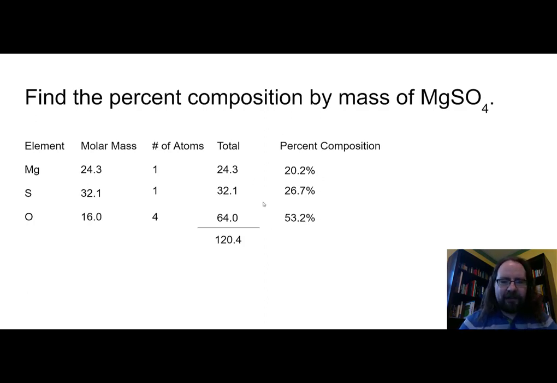Now, an easy way to check this is to make sure these percentages get close to 100%. In this case, it's actually going to be a little over. This adds to 100.1%, but that's just due to rounding error. There's a lot of rounding in doing percent composition, and that's going to be relevant in future examples, so we just have to be mindful of that.